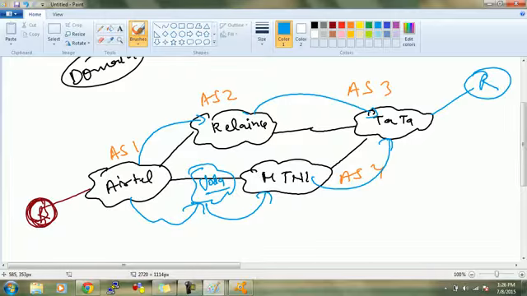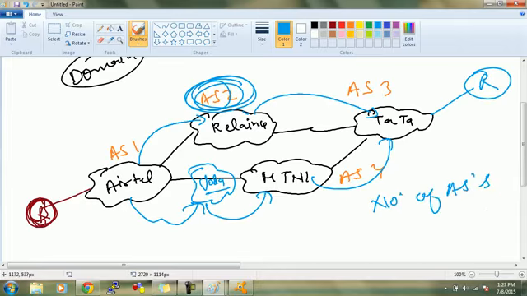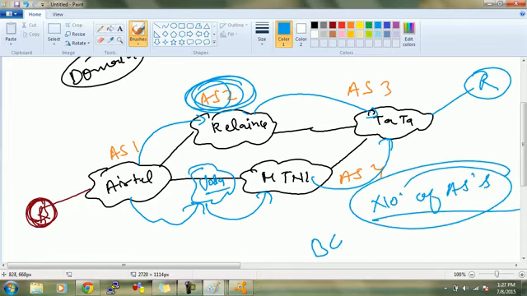It means the best path is selected on the number of AS's, never on the basis of hops or on the basis of bandwidth or something. Fine. We select the best path on the basis of number of AS's. We will discuss it when we discuss BGP.